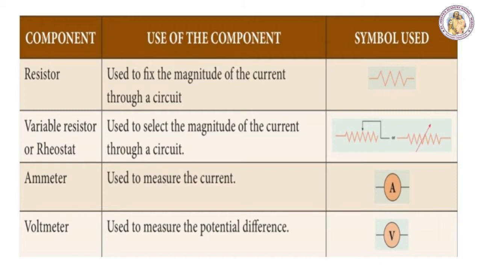When you draw the circuit, you have to draw like this. For example, if you are drawing a resistor, in the circuit diagram you have to use this symbol. The next component is the variable resistor or rheostat. This rheostat is used to select the magnitude of the current through a circuit. The symbol is given here. Ammeter. The ammeter is used to measure the current. The symbol is given here. And next is the voltmeter. This voltmeter is used to measure the potential difference.